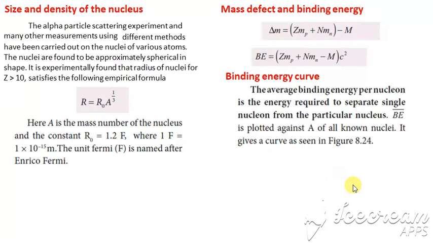Then next we have the size and density of the nucleus. When you consider the alpha particle scattering experiments, many other measurements using different methods have been carried out on the nuclei of various atoms. We have also found that the nuclei are approximately spherical in shape.